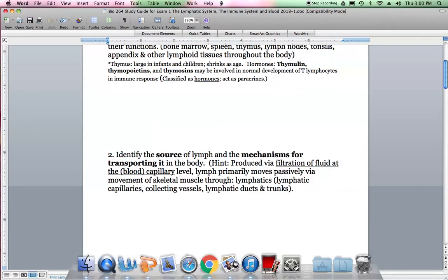And also keep in mind that lacteals, which are discussed in the chapter, are small lymphatic capillaries that will absorb fats or lipids from the gastrointestinal tract. And we will come back to them when we get to that unit, the digestive system.